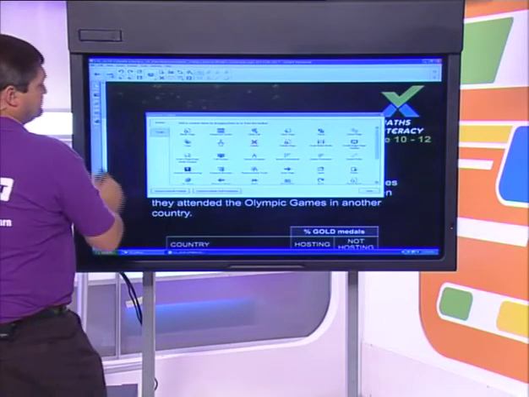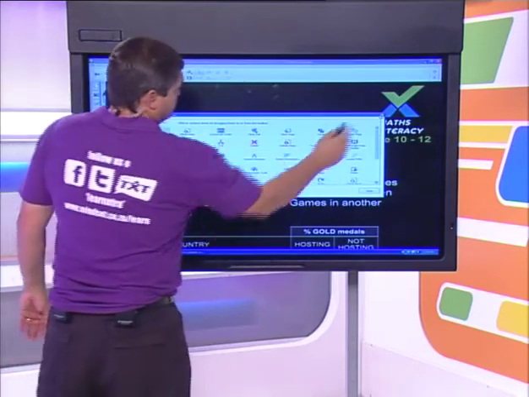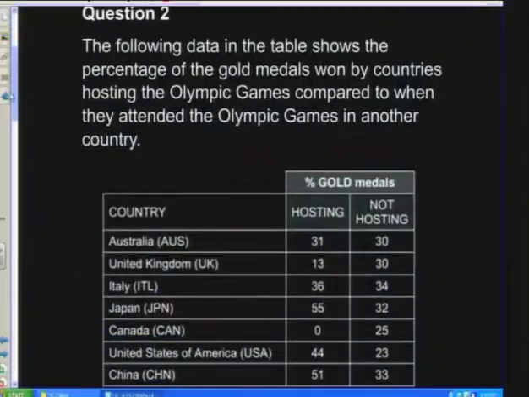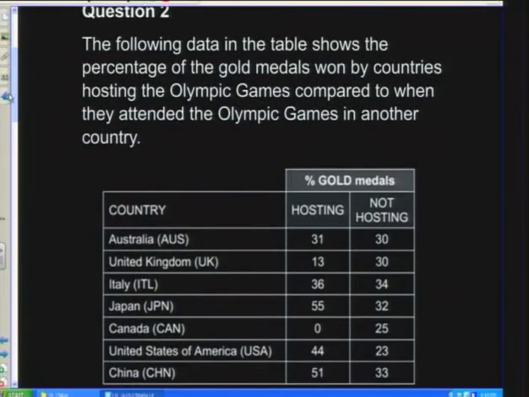Right, question number 2. I don't know what we've got here. Right, yeah. Question 2. The following data in the table shows the percentage of gold medals won by countries hosting the Olympic Games compared to when they attended the Olympic Games in another country.